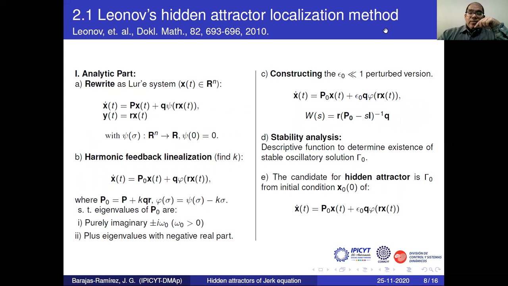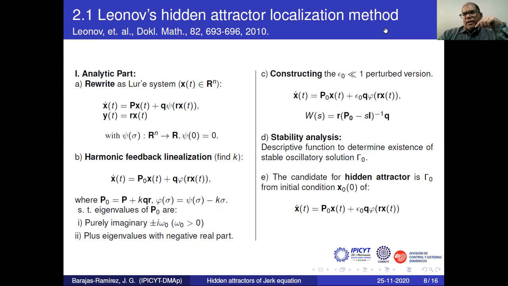With this one, you can do harmonic feedback linearization, which basically means to force the linear part to have only two types of eigenvalues, purely imaginary or negative real part eigenvalues. From that, you can construct a perturbed version of the original system with harmonic feedback linearization. Basically it means to have a linear part and add the static nonlinearity little by little.